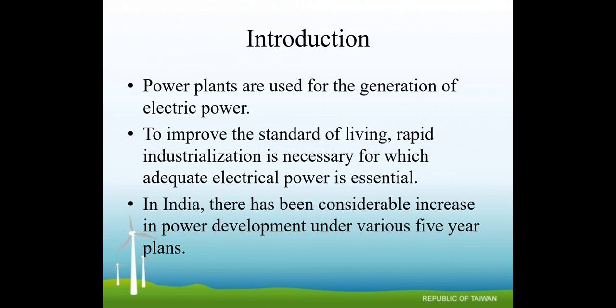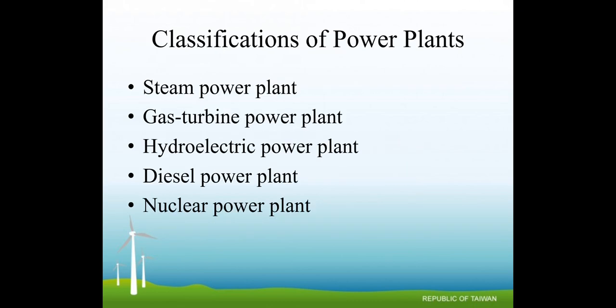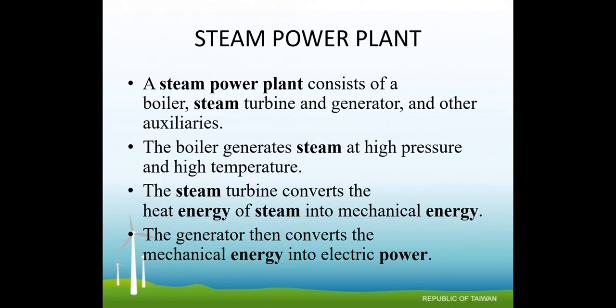In India, there is a considerable increase in power development under the various five-year plans. Classification of power plants: power plants are classified into five types. The steam power plant, gas turbine power plant, hydroelectric power plant, diesel power plant and nuclear power plant. Today we discuss the steam power plant. Another name for the steam power plant is thermal power plant.